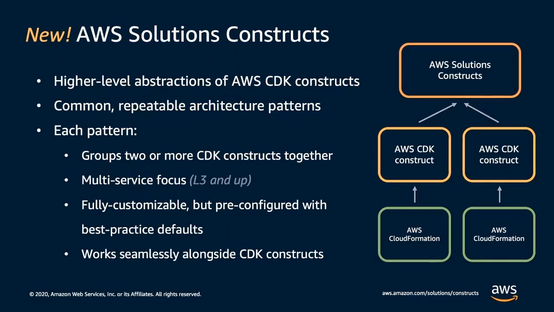AWS Solutions Constructs is a library of higher level constructs that wrap together two or more CDK constructs to create multi-service architecture patterns. Each pattern is fully customizable, but also comes pre-configured with best practice defaults to help reduce repetitive configuration steps upfront. The patterns also work seamlessly alongside CDK constructs, so you can leverage the power of both libraries to get to exactly where you need to be. Let's take a closer look at how we can fundamentally think of an AWS Solutions Construct.